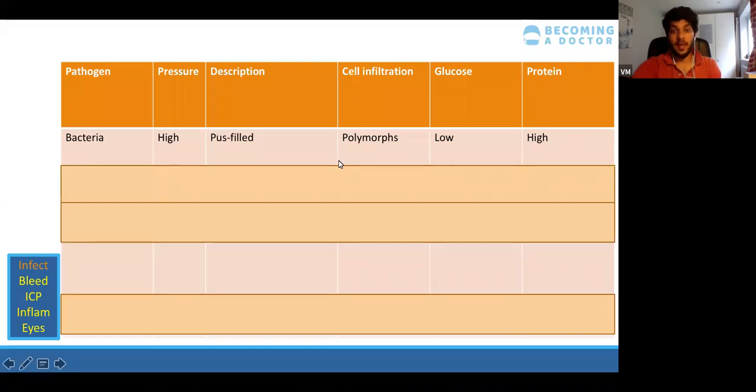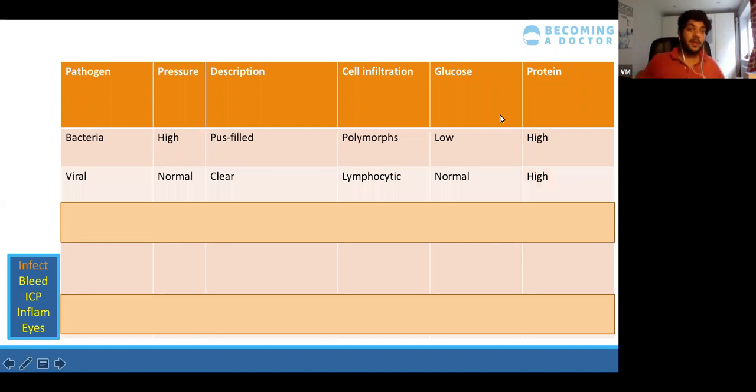So in bacteria, polymorphs infiltrate the cerebrospinal fluid. It's often described as pus-filled, and the glucose will be low. And the way to remember that is that bacteria love sugar, so they're going to be eating all the sugar, so the glucose levels are going to be really low.